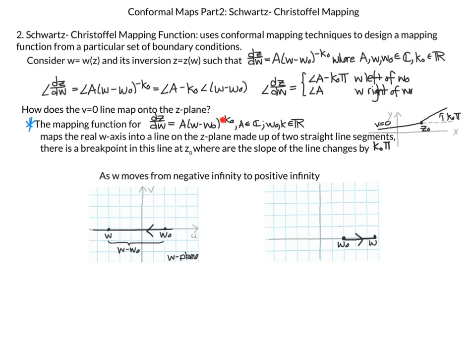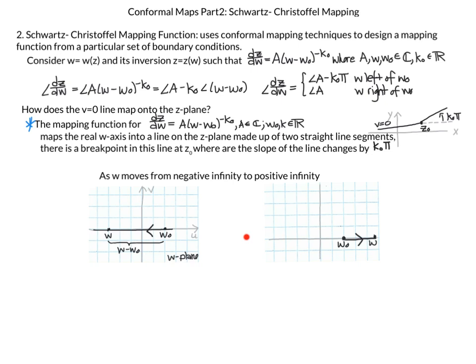So we're going to compare this w minus w naught to w as w moves from negative infinity to go this direction, right? We're going in the positive direction. Well, this w minus w naught is in the opposite direction, so our phase change has to be 180 degrees, or in other words, it's going to be pi radians over here. And that's what we get here. So if w is to the left of w naught, then our phase change is going to be our phase of A minus k naught times our 180 degrees, or pi radians.